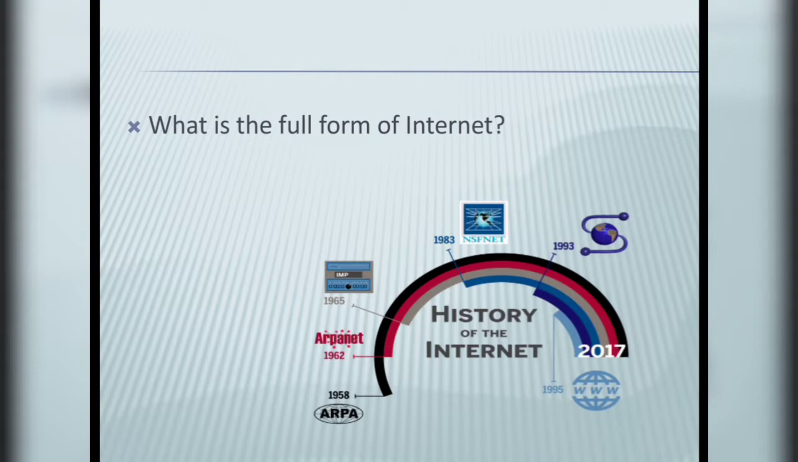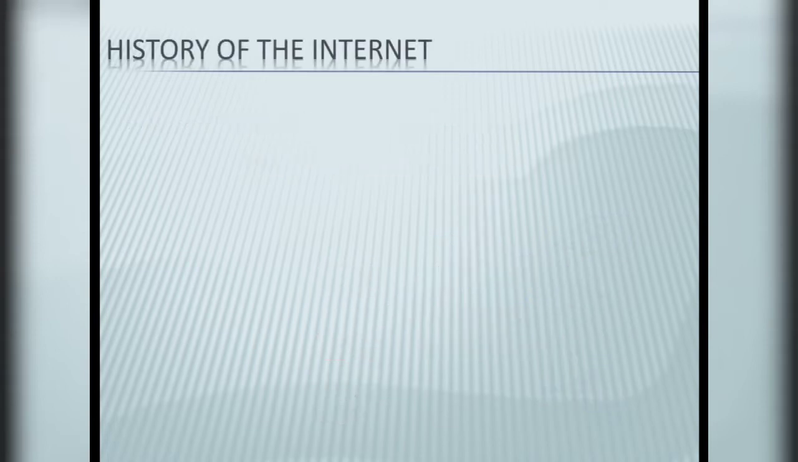What is the full form of internet? Interconnected network. All the networks are interconnected with internet. So let's see a bit of history of the internet.